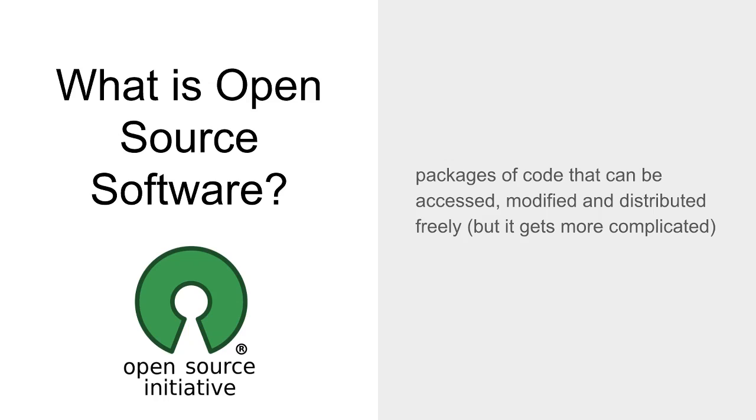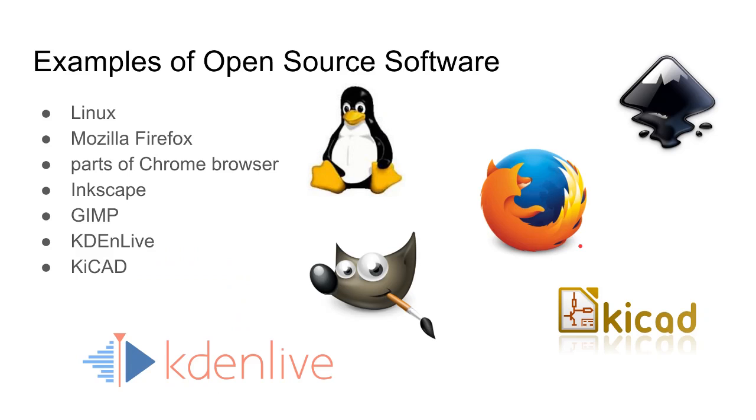So open source software is basically packages of code that can be accessed, modified, and distributed freely. And it's complicated, and I'll go into that in a minute. So let's have a quick look at some examples of open source software.